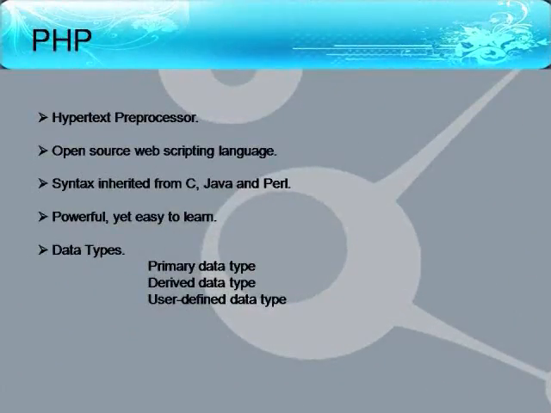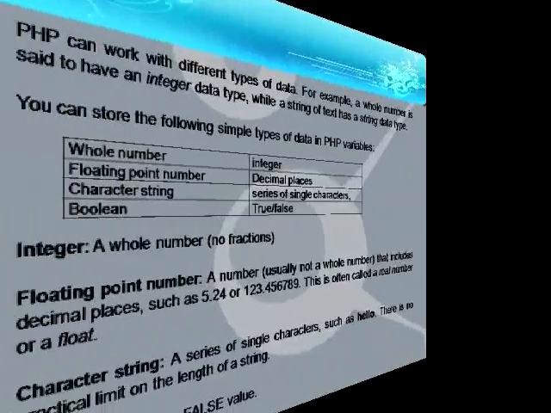PHP, Hypertext Preprocessor. PHP is an open source web scripting language and it is loosely typed. You can change a variable's data type at any time. Variables can store data of different types, and different types of data can do different things. For example, you can add variables whose values are numbers 1 and 2, but adding variables whose values are characters B and C does not make much sense.